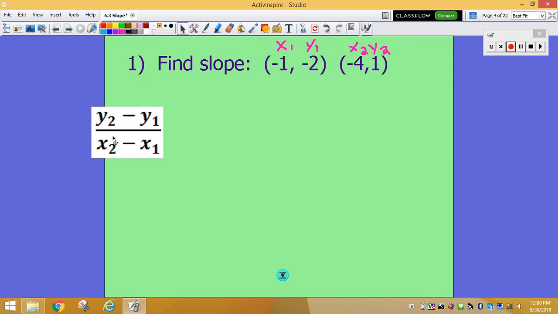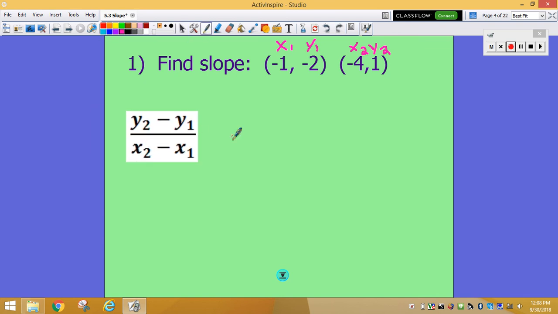I'm going to take this equation, and I'm just going to plug in what I know. So what number did I label as y2 up here? It's right here. I labeled y2 as a 1. Then I'm going to put my minus sign. Then I'm looking for y1. So out of these 4 numbers, which one did I label y1? Well, it's right here. It's negative 2. I'm going to draw my division sign. On the bottom, I'm looking for x2. x2 is right here. It was negative 4. Minus x1. x1 is right here.